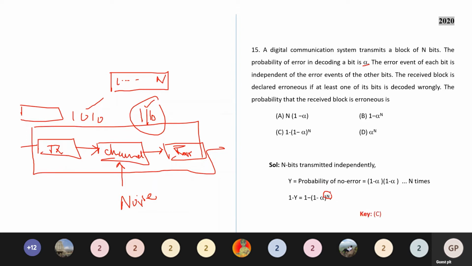Okay, so as you can see, the answer will be option C within the given options: 1 minus alpha to the power n. So this is the generalized problem related to digital communication that has been asked.